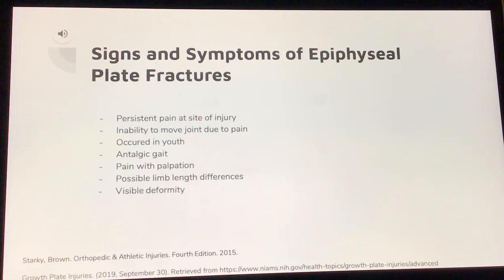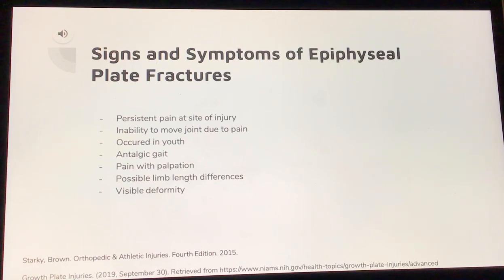Okay, now that you know how you get this fracture, how do you recognize it? First, there will be persistent pain that will not diminish after a few days, and it may get worse if this condition goes undiagnosed. There may be an inability to move the joint due to pain, and it's often occurring in youth, as Ellery mentioned. Something to note here is that this injury is not always as obvious as a fracture, so it's important to keep the possibility of an epiphyseal plate fracture in mind if a skeletally immature patient is presenting with these symptoms.